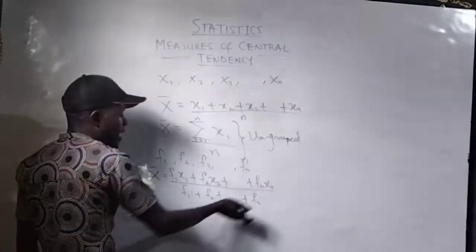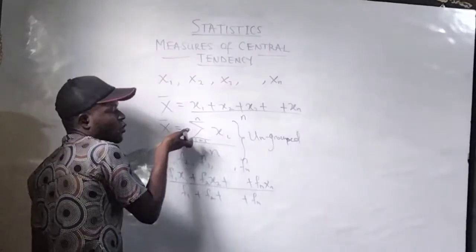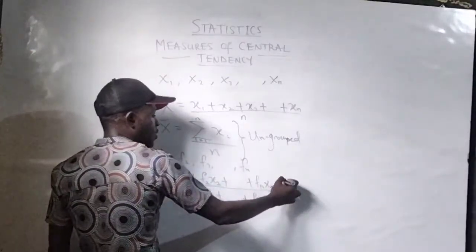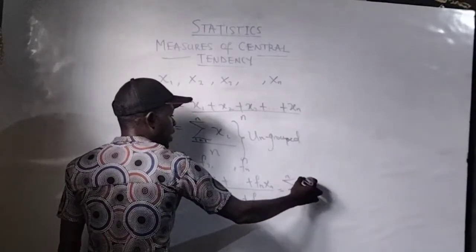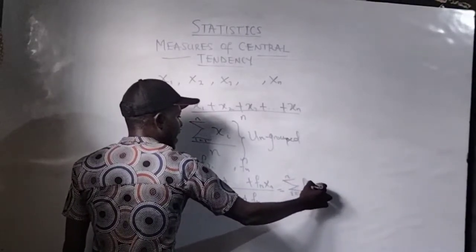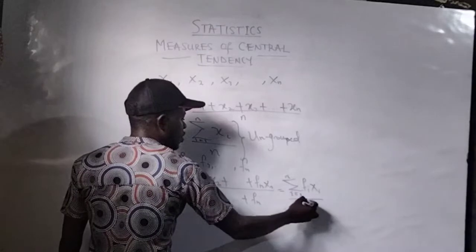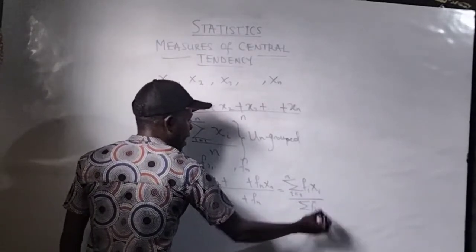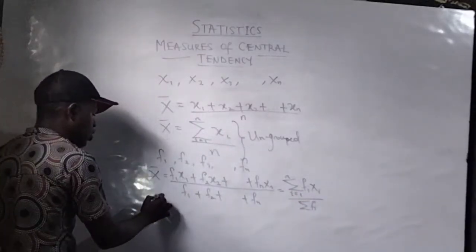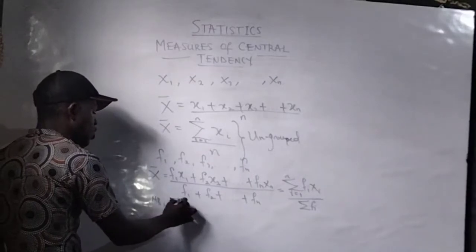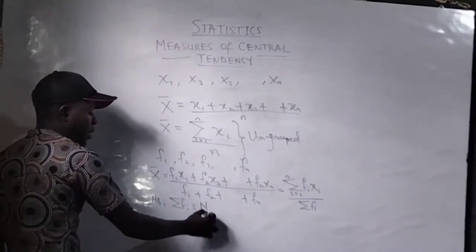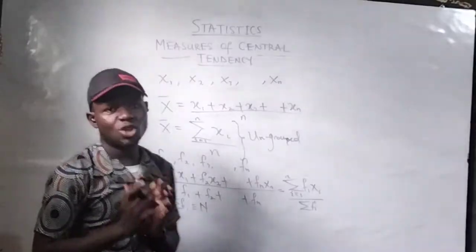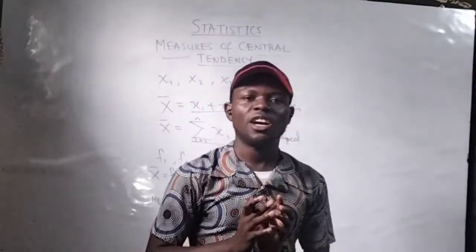So if I was to write this in a more compact form, like I've written one above, then I'll be having something of the form: the summation of i ranging from 1 down to n of fi xi, all over the summation of fi. Then it should be noted that your summation of fi is otherwise known as capital N. That is, your capital N is your total frequencies under consideration.